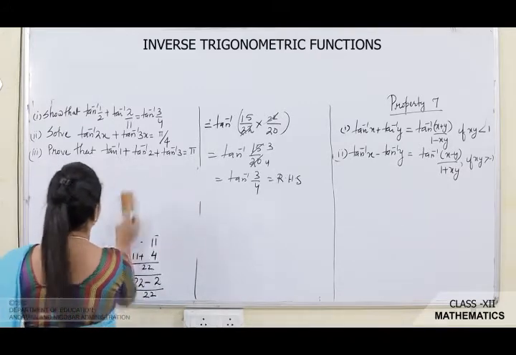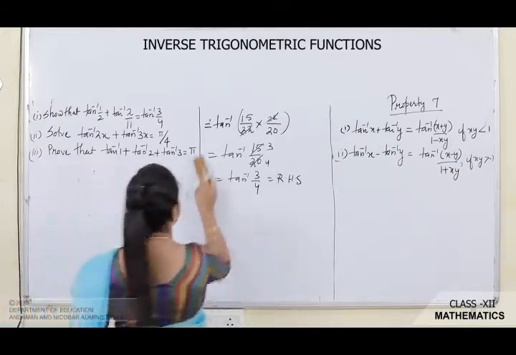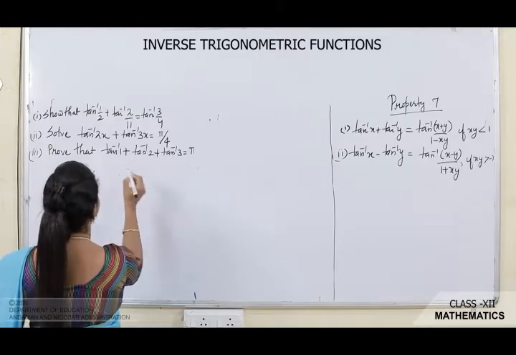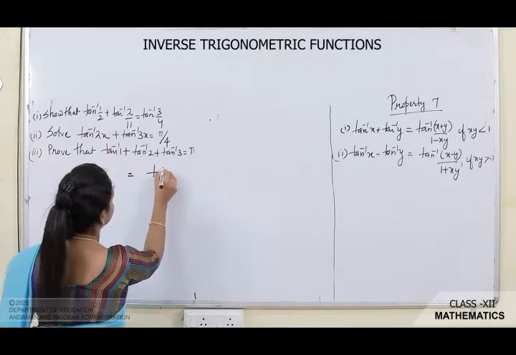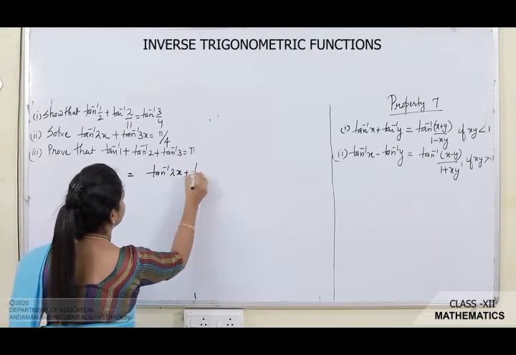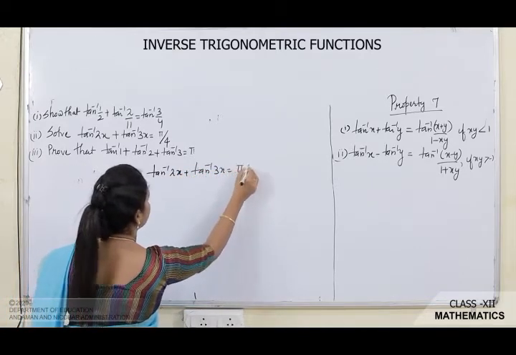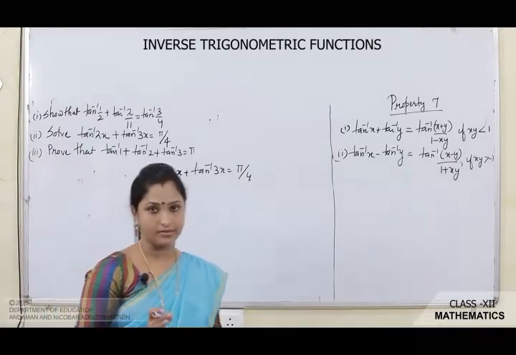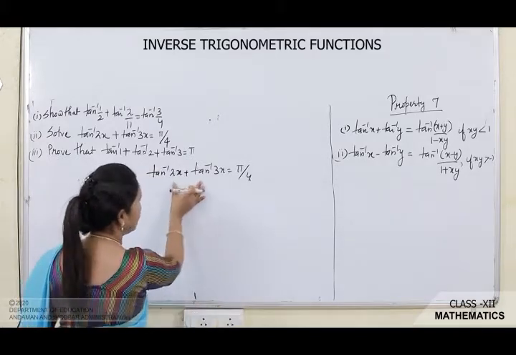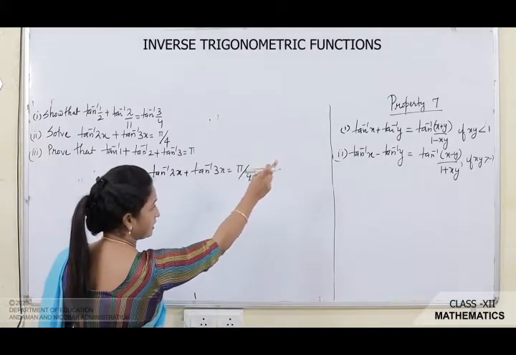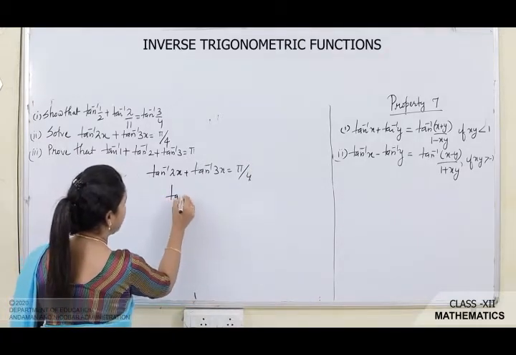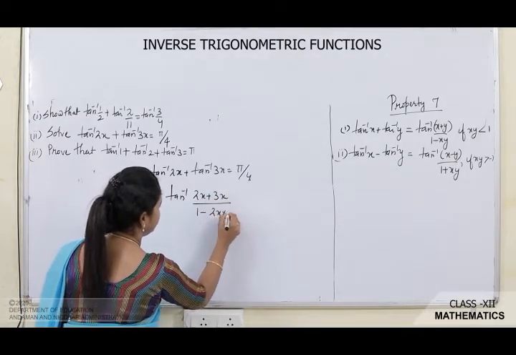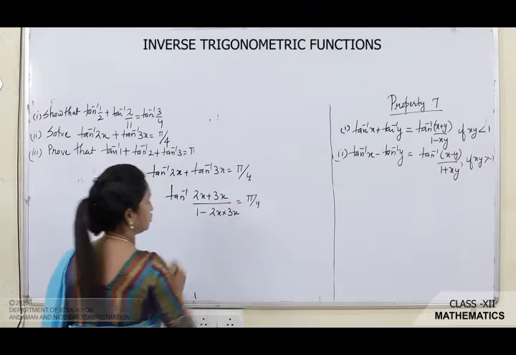Let's see how to solve the second question here. Second question is tan inverse 2x plus tan inverse 3x is equal to pi by 4. Solve. The meaning of solve is you have to find the value of x here. Okay. So what you are going to do, you have to apply the property number 7 का फर्स्ट पार्ट. अब अप्लाई करेंगे तो ये कैसे होगा, it is tan inverse of (x plus y) by (1 minus x into y) that is equal to pi by 4.